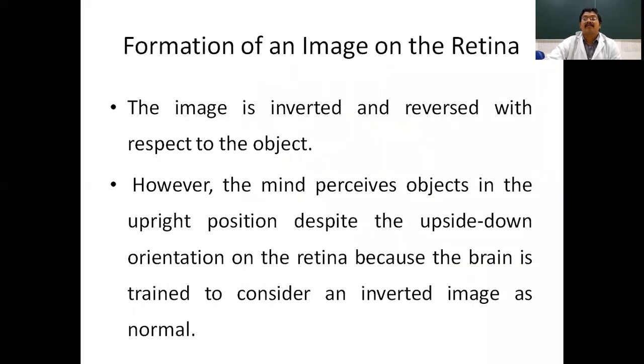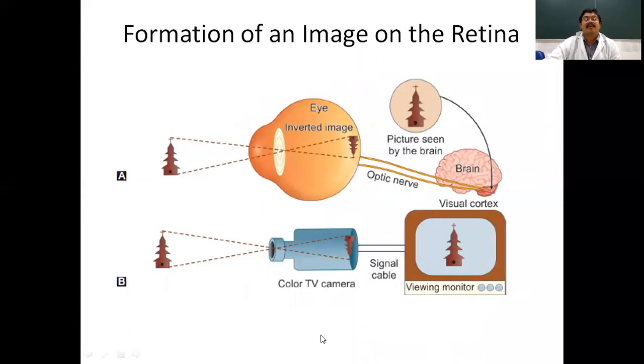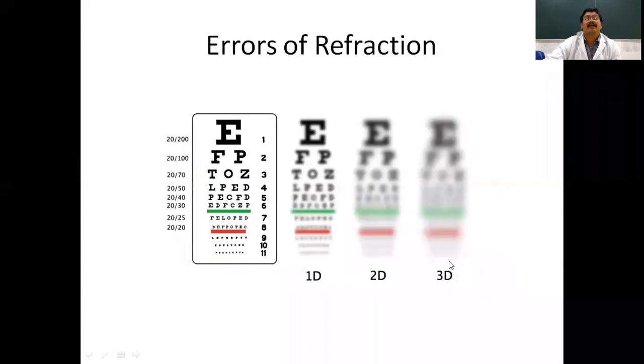If you look at the formation of the image on the retina, the image is usually inverted and reversed with respect to the object. However, the mind perceives the object in the upright position despite the upside down and reversed image, because the brain is trained to consider the inverted image as normal. This is how the image is focused on the retina and carried through the optic nerve to the brain, similar to a picture on a TV, where the signal is monitored in a way similar to the eye.